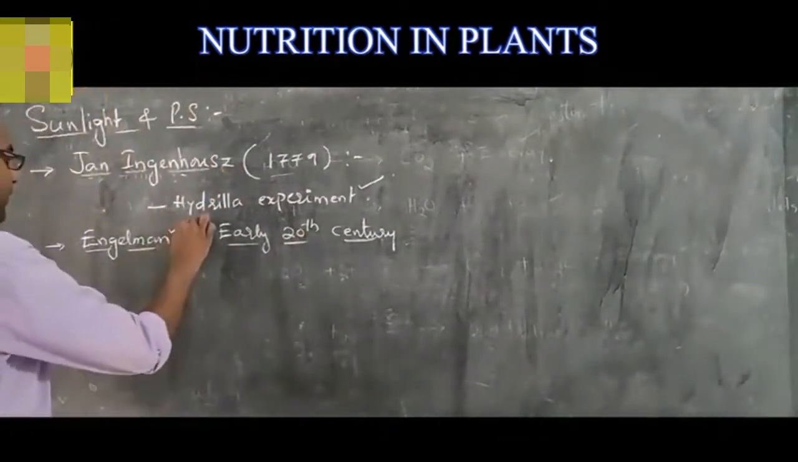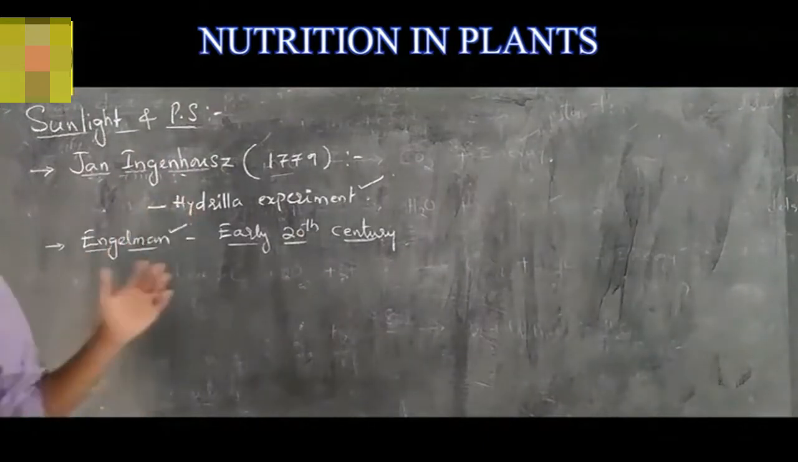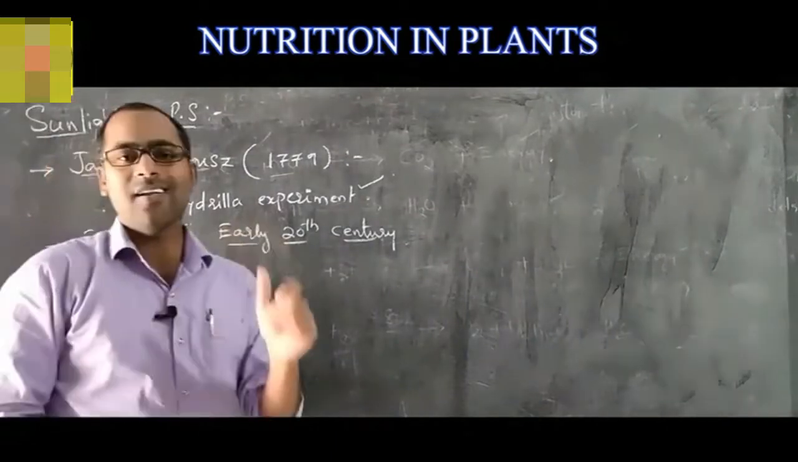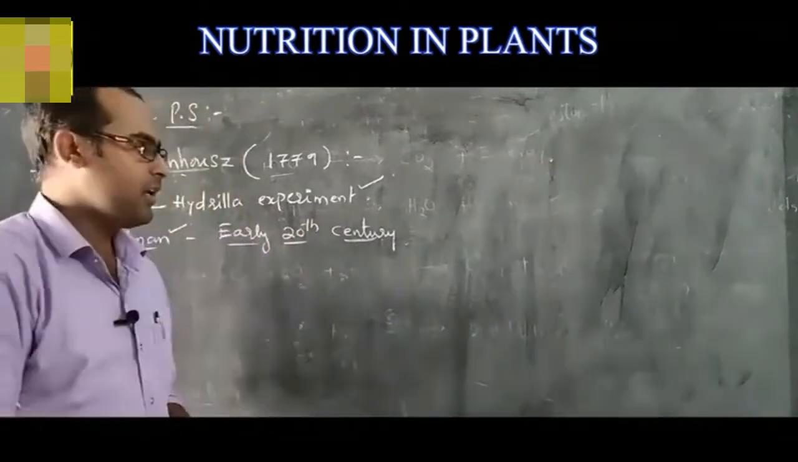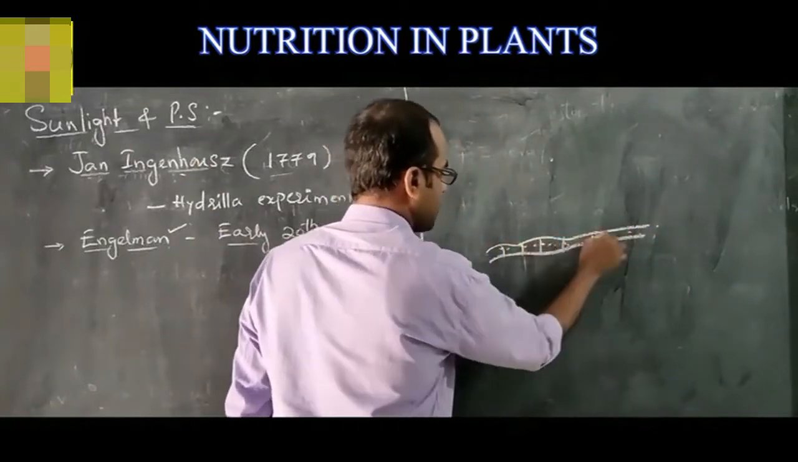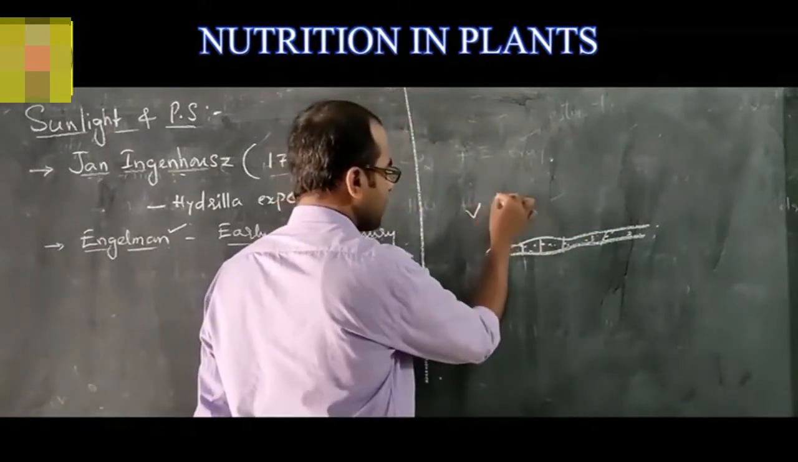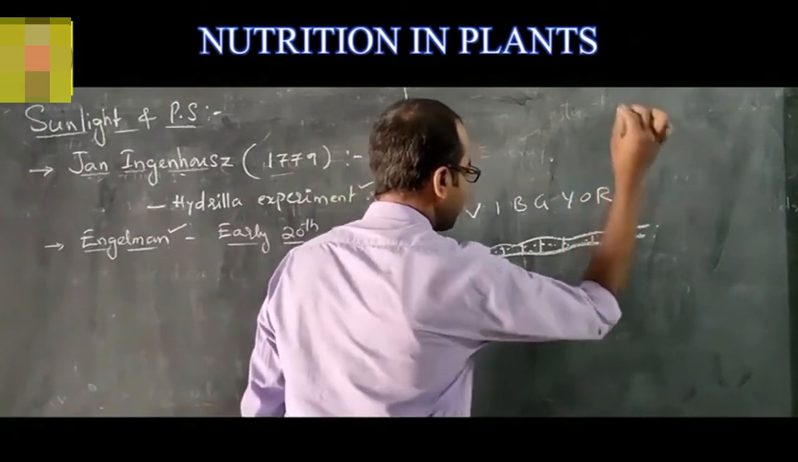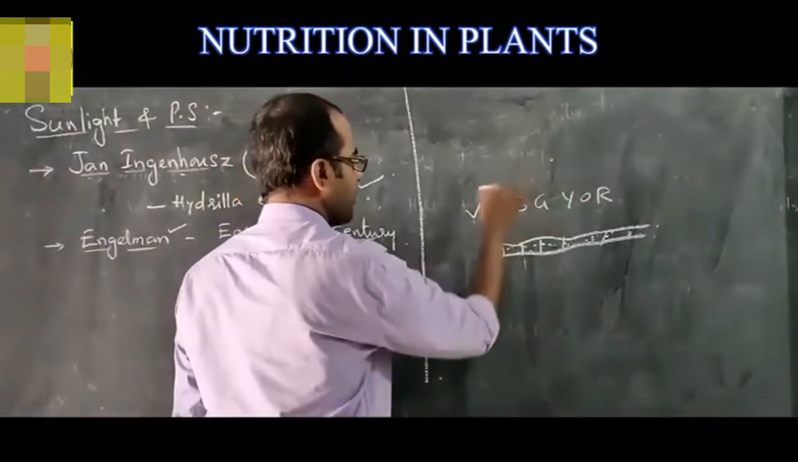Next, Engelmann. Engelmann is another scientist in the early 20th century. He did an activity with algal strands, some strands of algae. Let us take one strand of algae. Then he exposed the different colors of light onto the strand of algae.